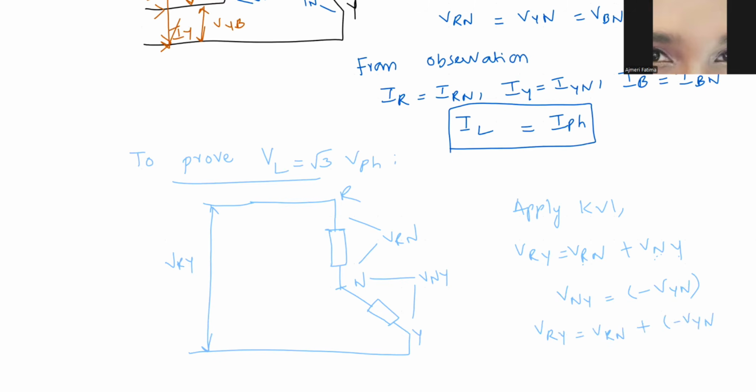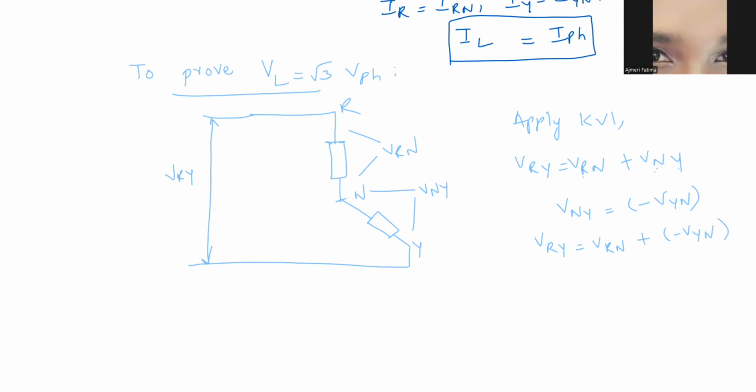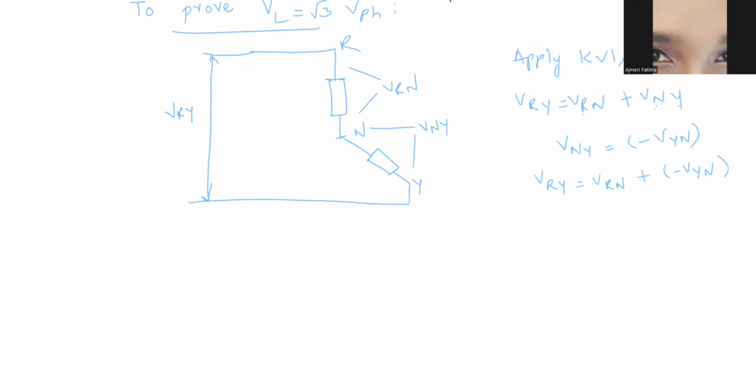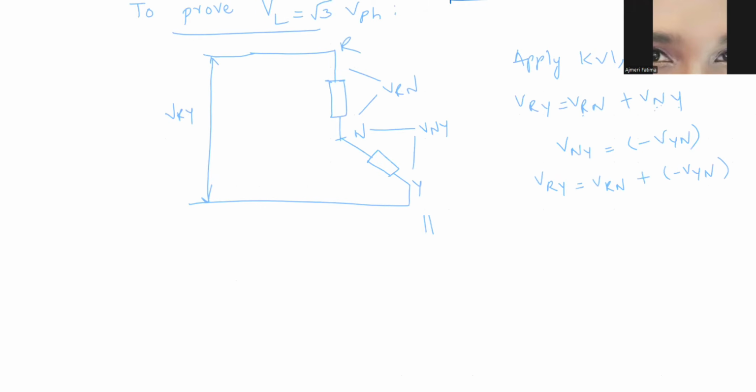Now I have taken two phases. If you consider these two phases, you'll get one equation. And if you consider these two phases, you'll get another equation. So what are we going to do? We are just going to write similarly. If we consider other two phases, what will happen?